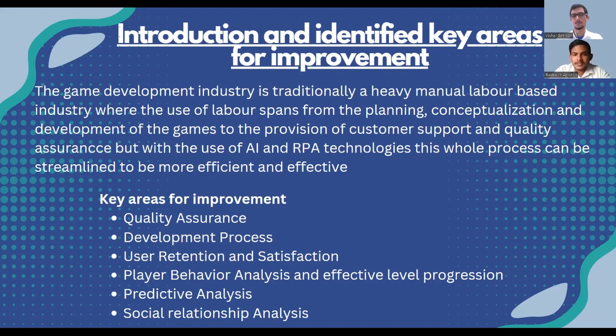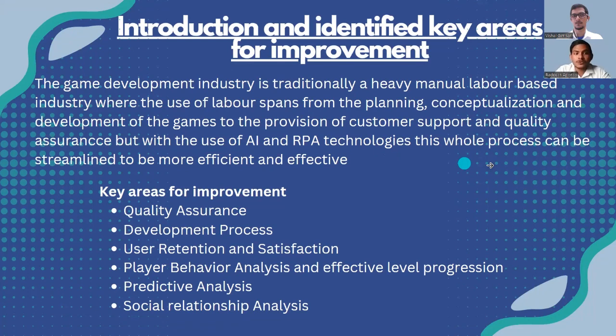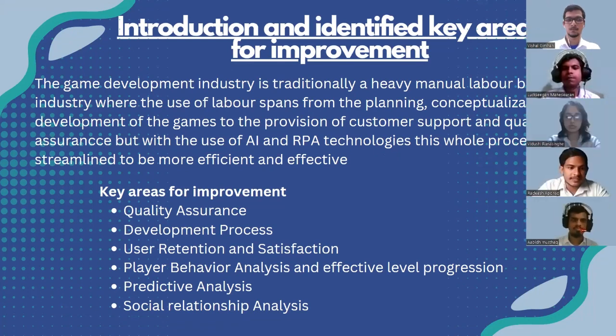Another major area for improvement we saw is, since this is an MMO where players will be interacting with other players online, there are situations where players can get together, form alliances, and which can lead to certain ethical problems. So this is another key area that we found out, which can be improved using RPA and AI. Laksigan will talk to you a lot more on these areas. So over to you, Laksigan.